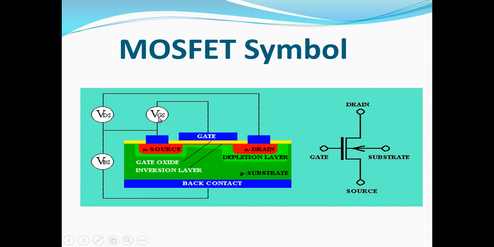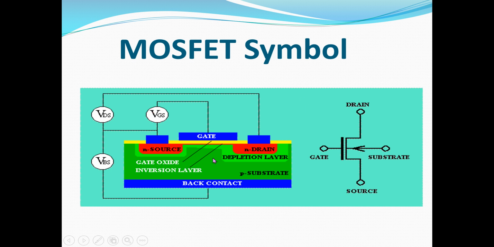And what is VGS? VGS is the voltage supplied between these two terminals, the gate and source. And what is VDS? VDS is the voltage between the drain and source terminal. And VBS. VBS is the voltage between the B, which, as I told, is the substrate. The other name for the substrate is bulk. So that's why VBS is the voltage between the bulk and the source terminal. So these are the different kinds of voltages which are formed over here.